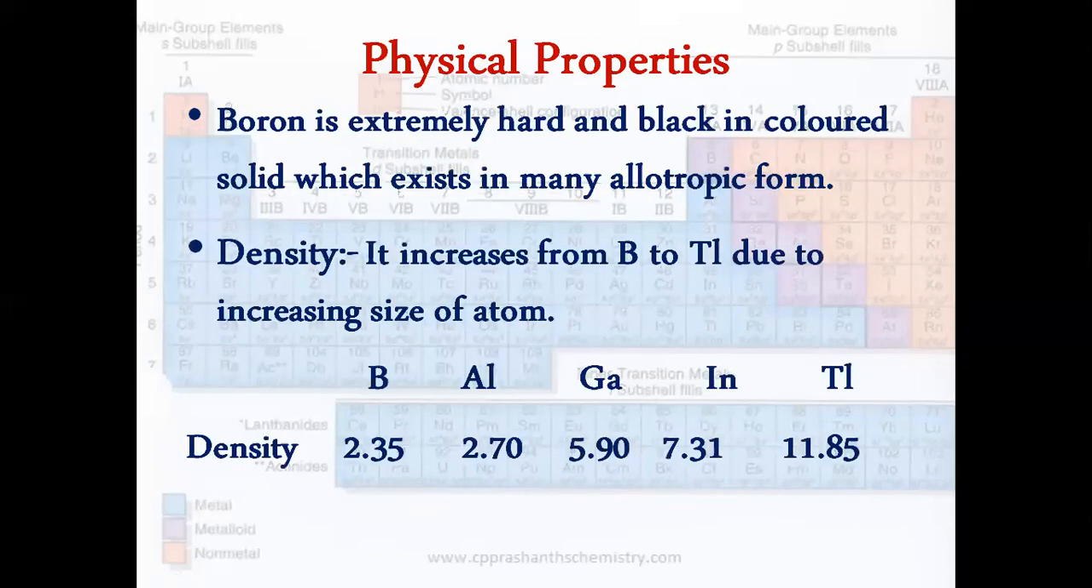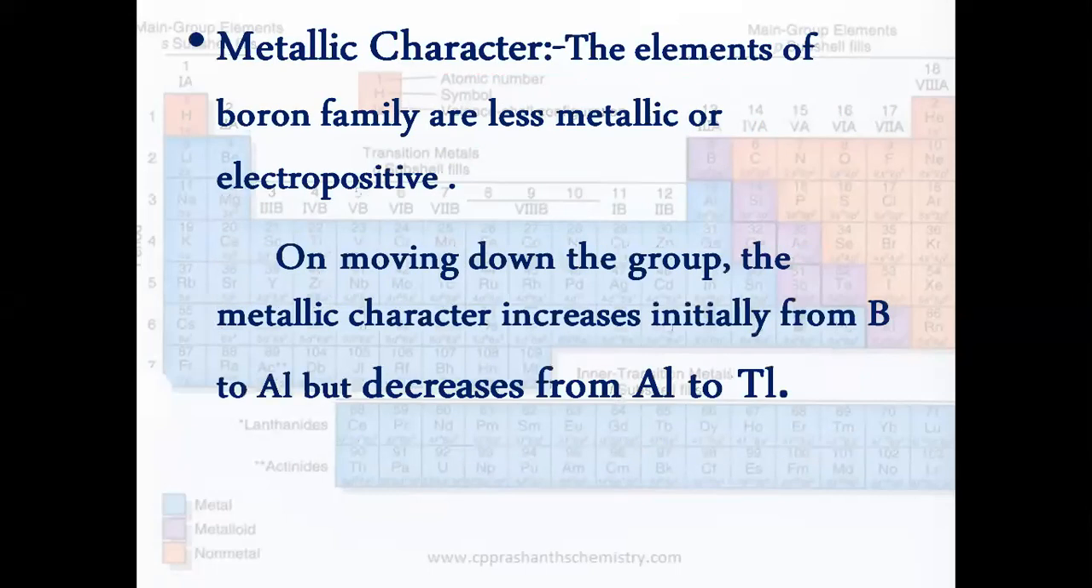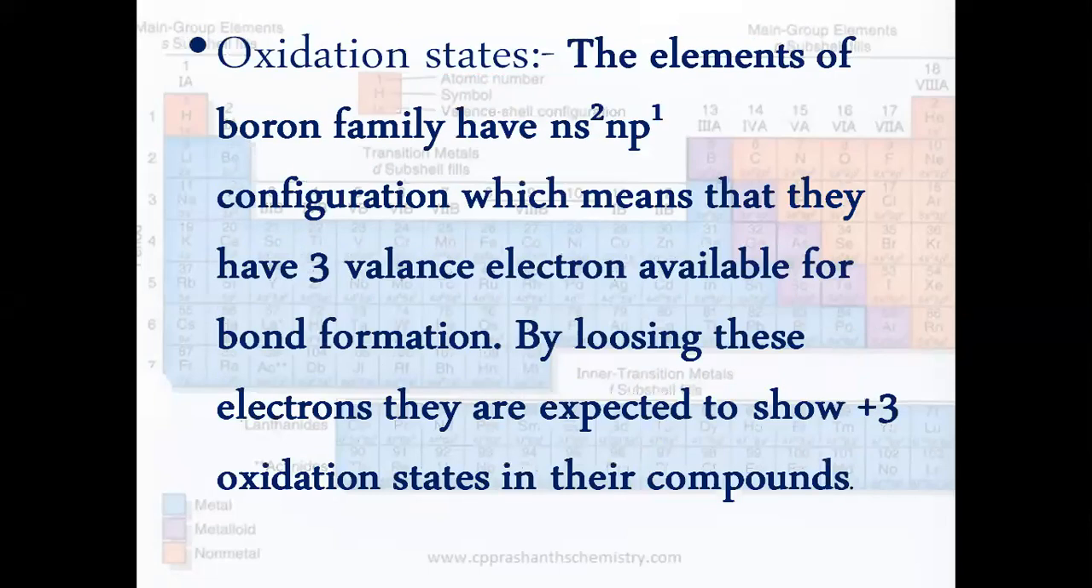The physical properties we have already mentioned: density increases from boron to thallium. This is because of the increase in the size of the atom, and indirectly the increase in atomic number. Then the metallic character also increases as we go down the group.